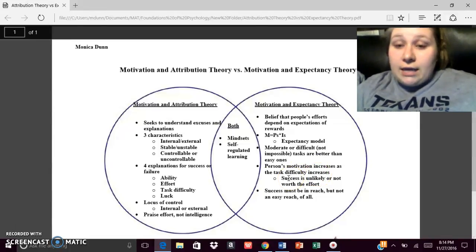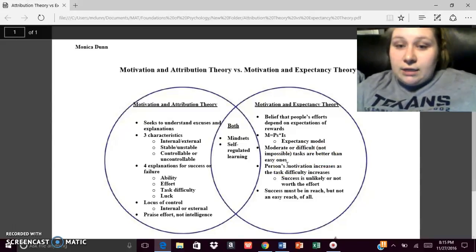So this is true. The person's motivation increases as the task difficulty increases. It's true until a student sees the success is unlikely or the success is not worth the effort anymore. So with that being said, we need to make sure that the task or the activities that we are giving the students are in the moderate or difficult range, not the impossible range, but the moderate or difficult range, because moderate or difficult tasks are better than the easy ones.